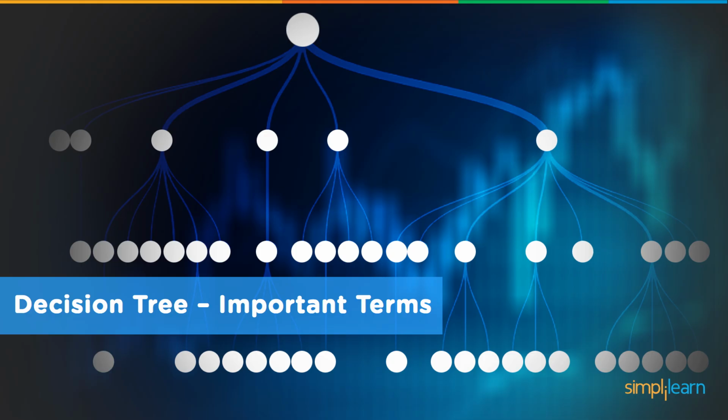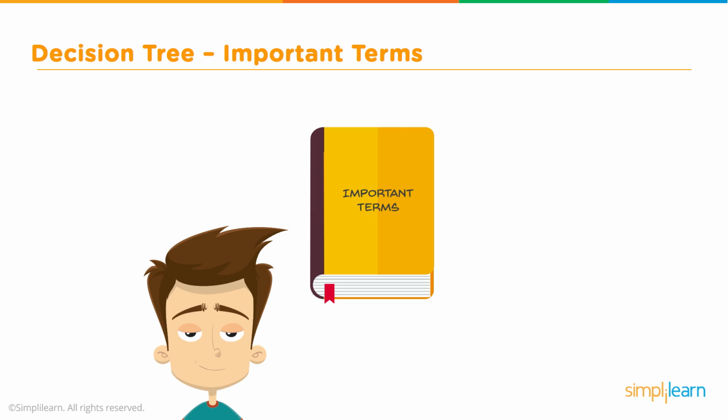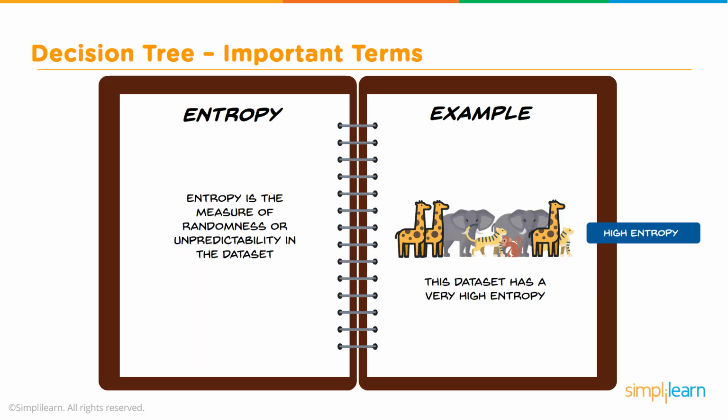Decision tree, important terms. Before we dive in further, we need to look at some basic terms. We need to have some definitions to go with our decision tree and the different parts we're going to be using. We'll start with entropy. Entropy is a measure of randomness or unpredictability in the data set.